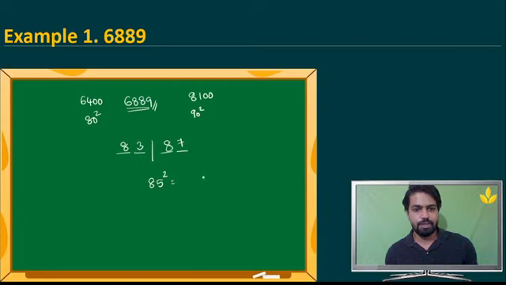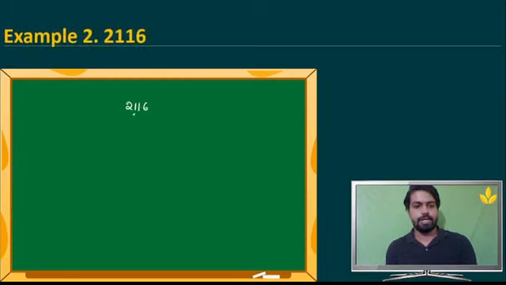If we find out, 85 square is actually 7225. So this answer is less than 7225. So the answer is the square root of 6889 is actually 83, provided the given number is a perfect square. Remember that.